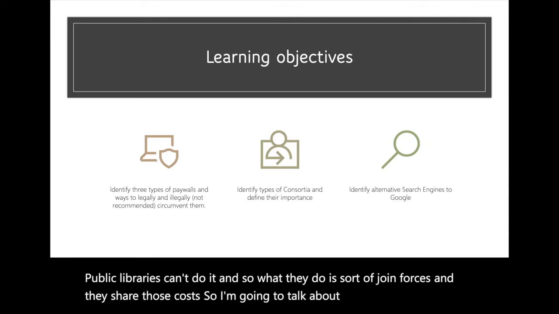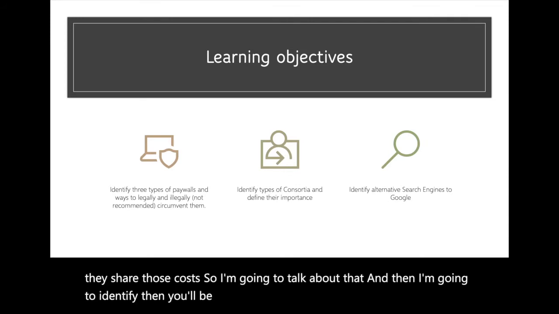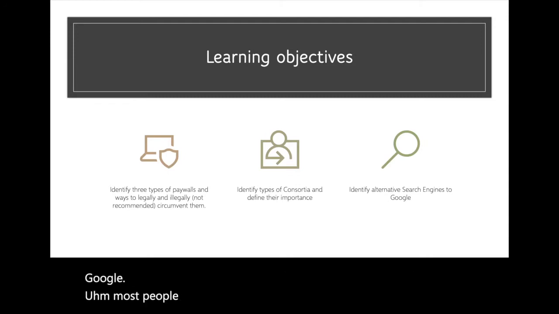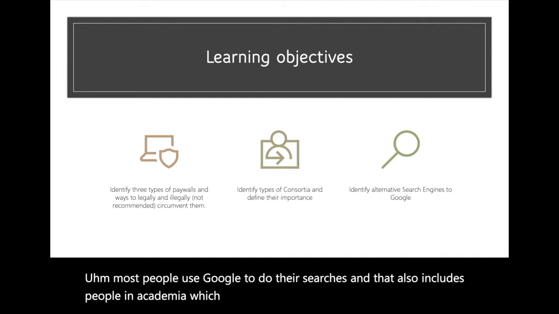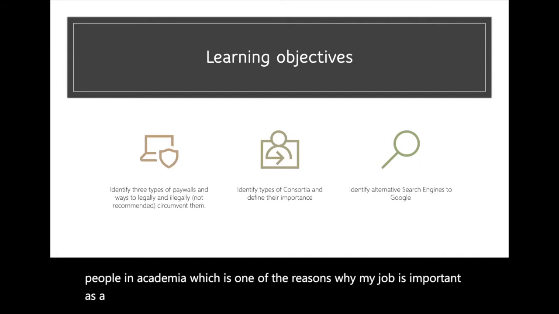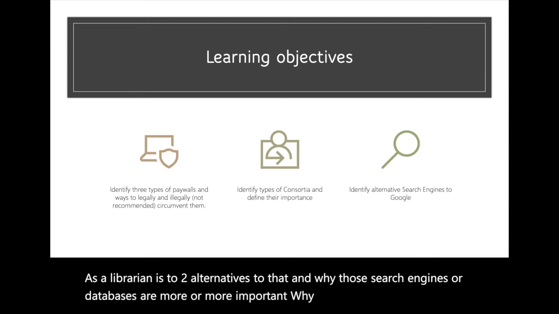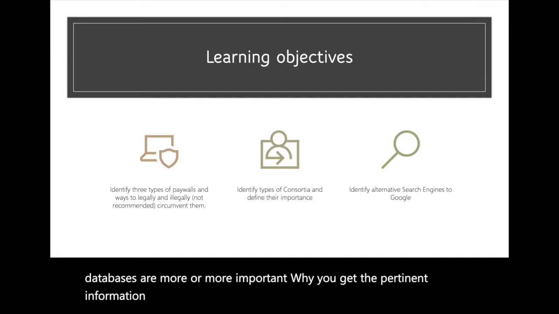And then you'll be able to identify alternative search engines to Google. Most people use Google to do their searches, and that also includes people in academia, which is one of the reasons why my job as a librarian is important: to point to alternatives and explain why those search engines or databases are more important, why you get the pertinent information that you're looking for. So I'm going to talk about those as well.